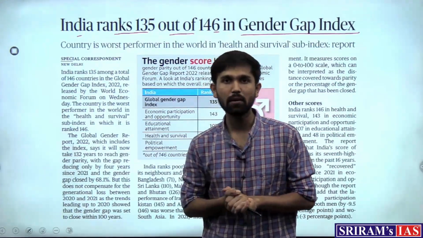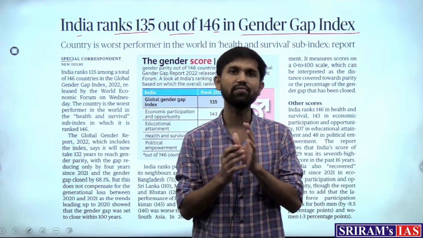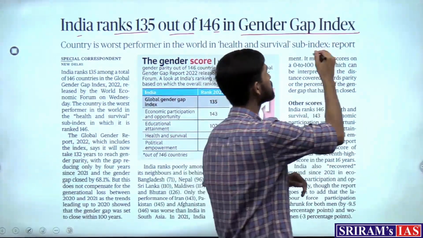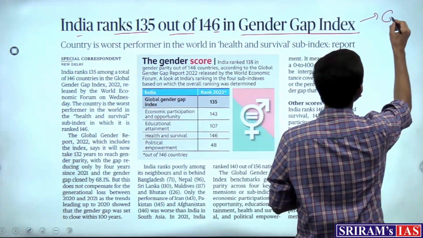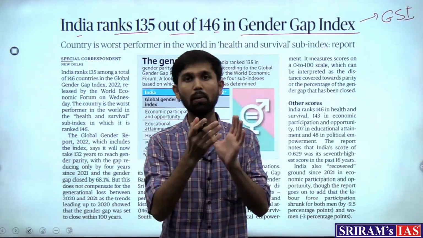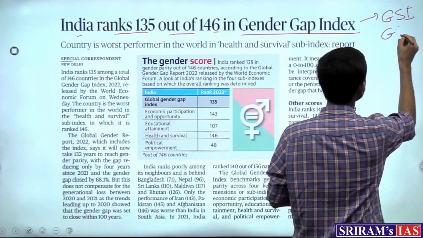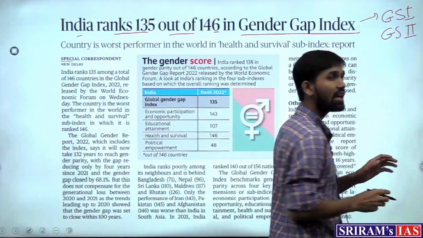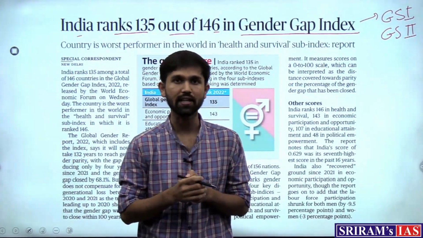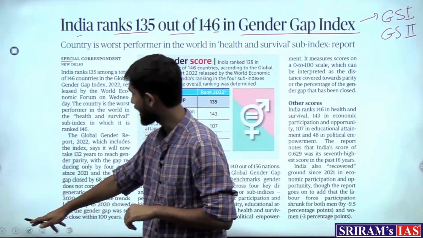Now, this index becomes important for us, especially from the prelims examination point of view, where we see mentions and questions on a lot of indexes. It becomes important from the GS1 point of view, where we can quote this in answers wherever we come across sociological issues, and in the GS2 portion as well, where we talk about initiatives that are taken to uplift the vulnerable sections of society. So let's study about the Global Gender Gap Index.